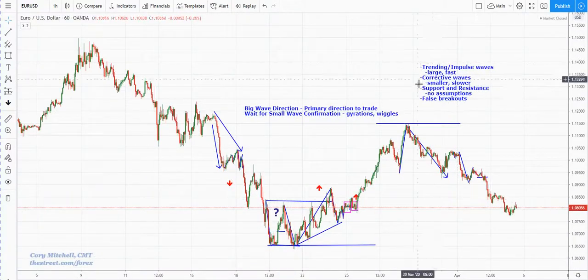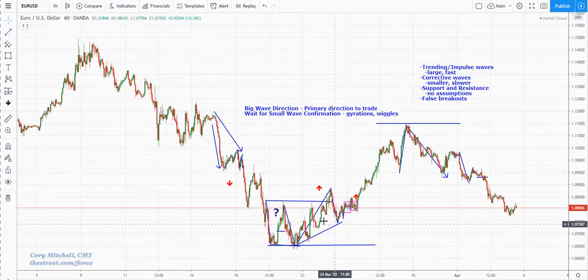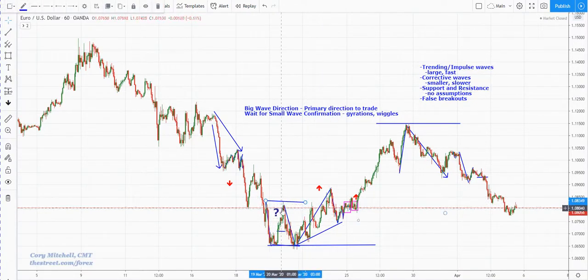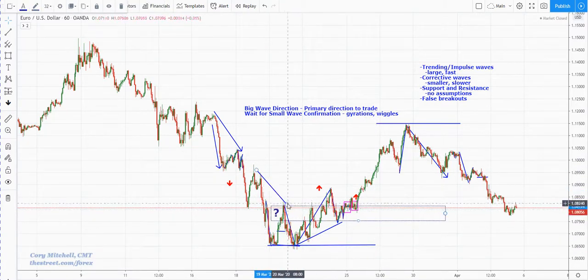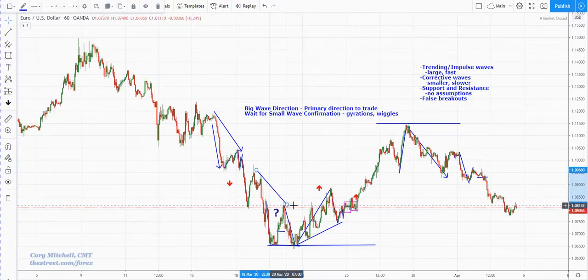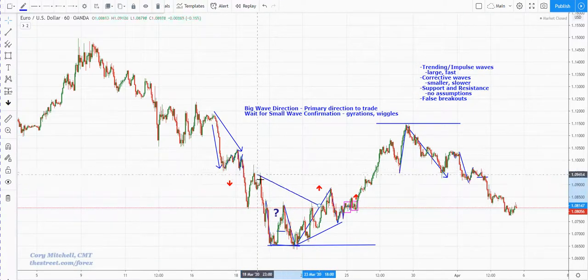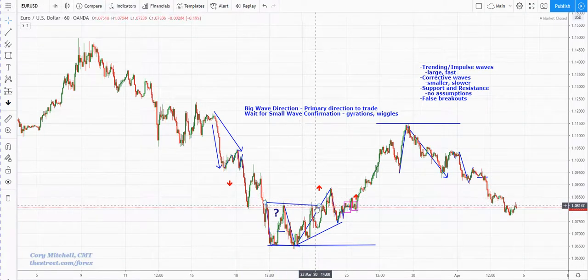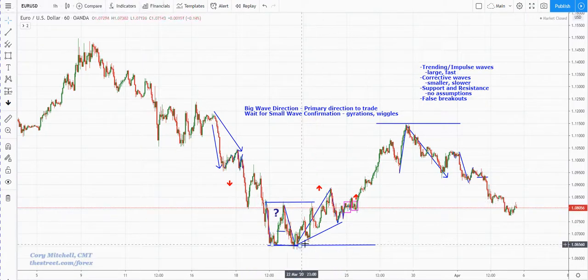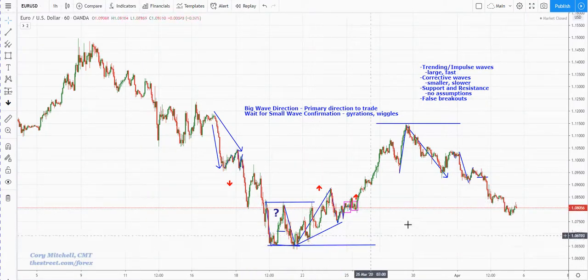We're just looking at trending waves, corrective waves. We're looking at these support and resistance levels, which are really just trend lines connecting highs and lows. And sometimes they're angled like this. And then when you get similar highs, they end up sideways. But the support and resistance levels are just areas where the price has stalled in the past.